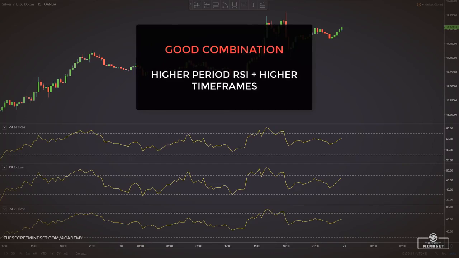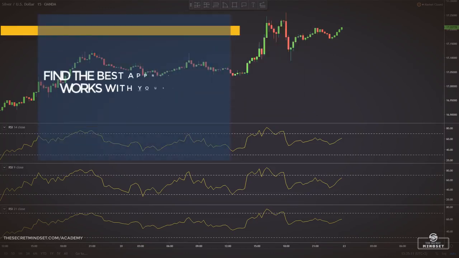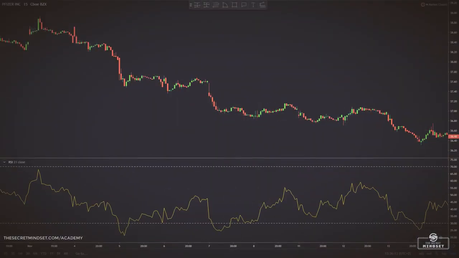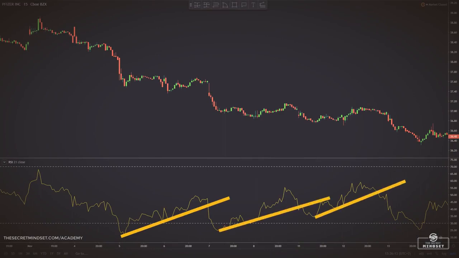Here you could use a lower period on the RSI, which will offer more trendline opportunities. But you could also adopt a less sensitive approach by using a higher period RSI, like the 21 for example. The key is to backtest and find the best approach that works with your trading style. The RSI is a powerful tool that can offer great assistance on when to buy and when to sell. Sometimes it can also predict the trend other indicators are too slow to acknowledge.